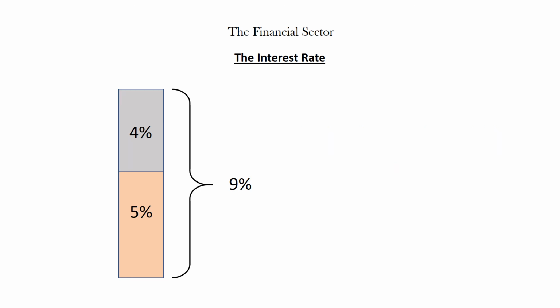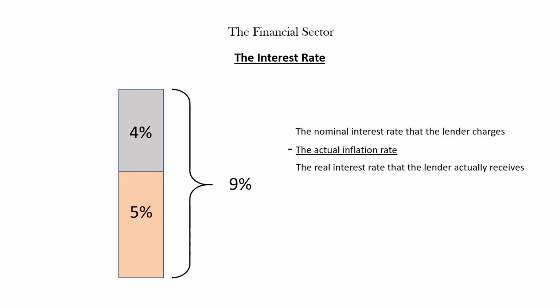We can now state the formula for computing the real interest rate. The nominal interest rate that the lender charges minus the actual inflation rate, not the inflation rate that the lender anticipated, but the actual inflation rate, is equal to the real interest rate that the lender actually receives. Here it is written out in a more familiar form. The real interest rate is equal to the nominal interest rate minus the actual inflation rate. The lender hates it when inflation is higher than he anticipated, but the borrower loves it because now he's paying the lender less purchasing power than he had originally agreed upon.